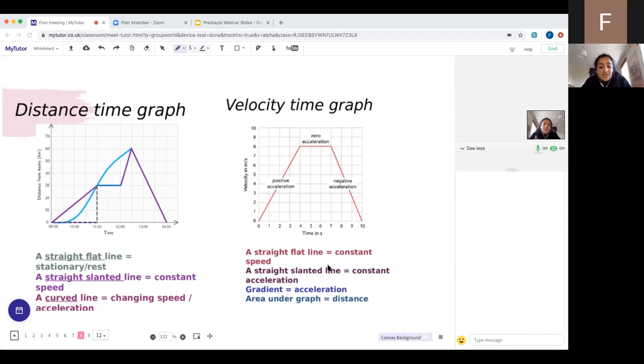A straight slanted line is a constant acceleration. The gradient represents acceleration, and the area under the graph also has significance. So the area under the graph is distance, is displacement.